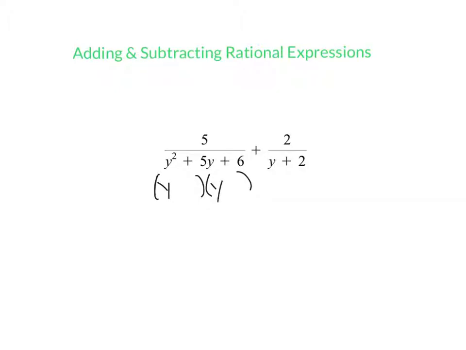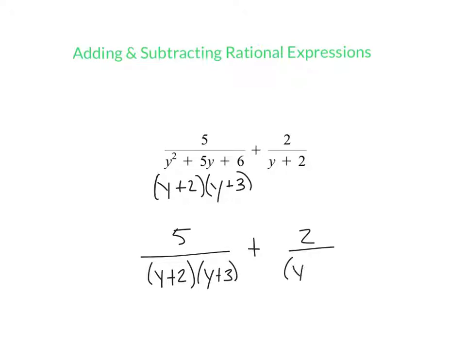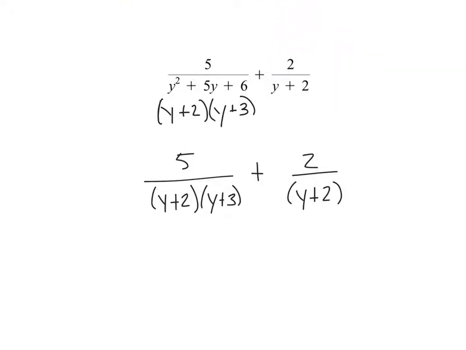We're going to use AM. Factors of 6 that add to 5 are 2 and 3. So I'm going to rewrite this. I have 5 over y plus 2 times y plus 3, plus 2 over y plus 2. To get the denominators to be the same, I'm going to multiply the second fraction by what it is missing from the first fraction. The second fraction is missing y plus 3 on the bottom. But if I give the bottom y plus 3, I must also give the top y plus 3.